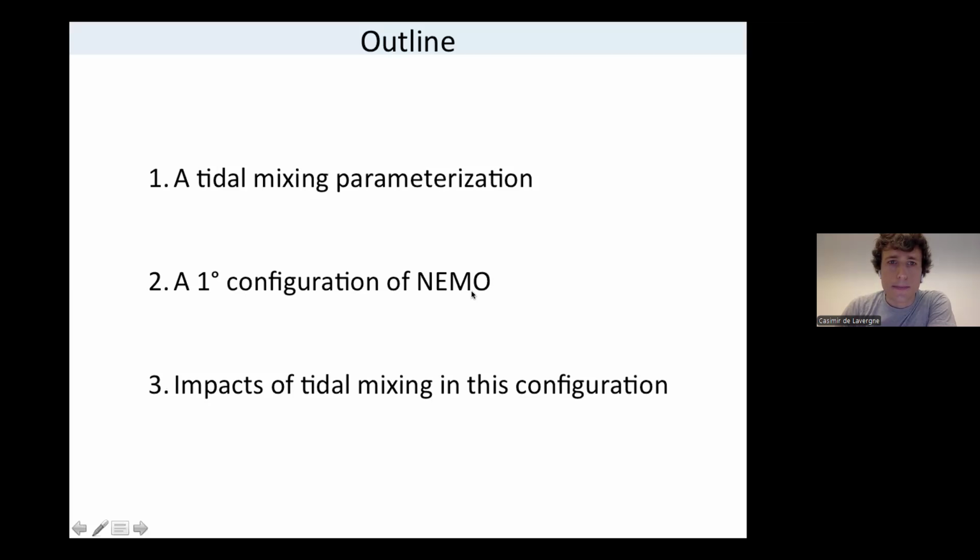So let me start. Here is a quick outline. So I'll first describe tidal mixing parameterization that I've worked on. Then I'll describe the 1 degree global configuration of NEMO, which we set up in recent years. And finally, I'll show you some impacts of different tidal mixing schemes in this global ocean configuration.